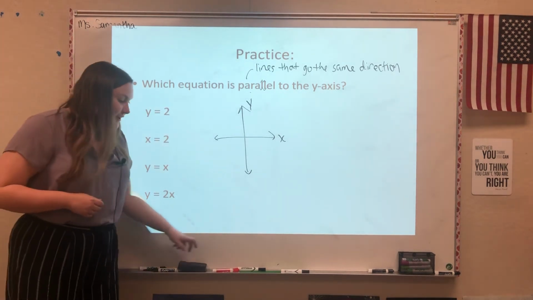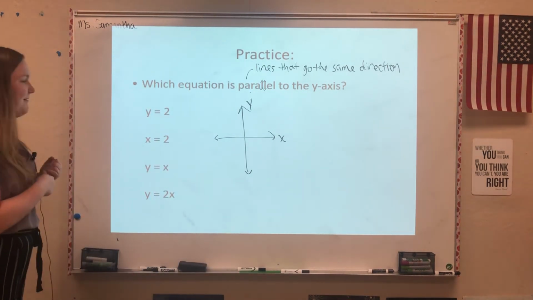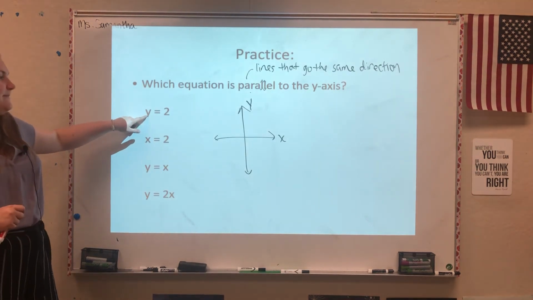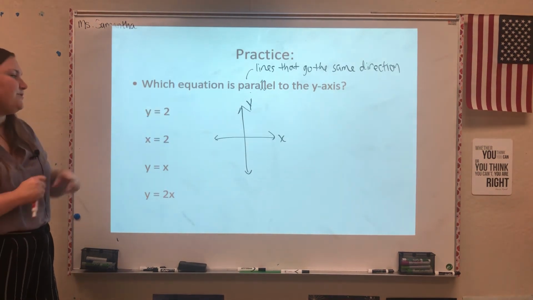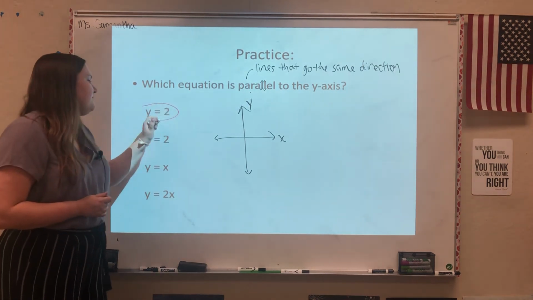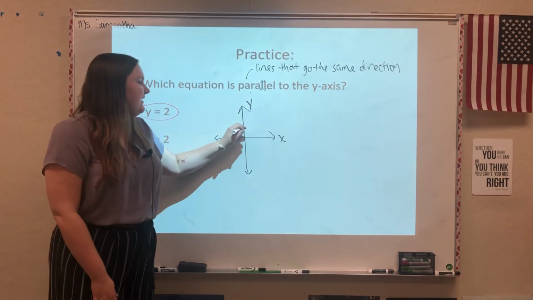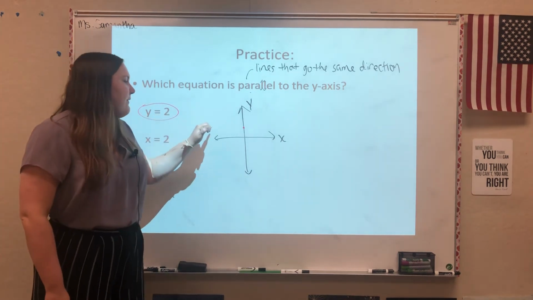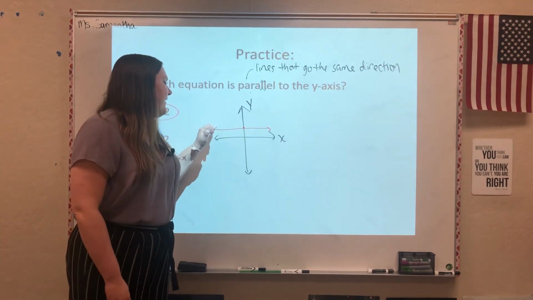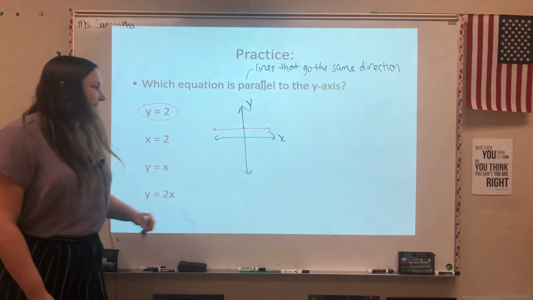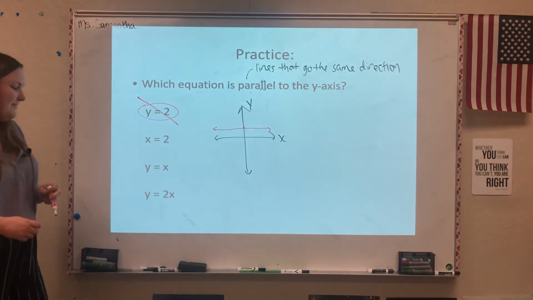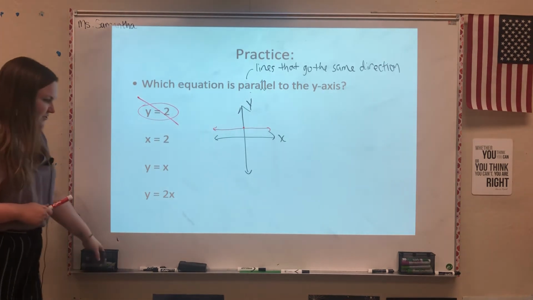Well, to help us figure out which one's the correct answer, I'm just going to draw some little pictures out. Y equals 2, that's going to be a line going through your y-axis at 2. So y equals 2 is going to be a line that crosses, let's say that's about 2, and crosses through our y-axis. If I'm comparing this line to our y-axis, that line does not go the same direction. It is not parallel. So that would not be the correct one. We could try another one.